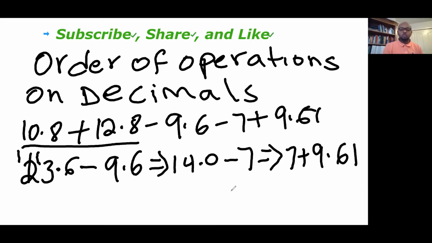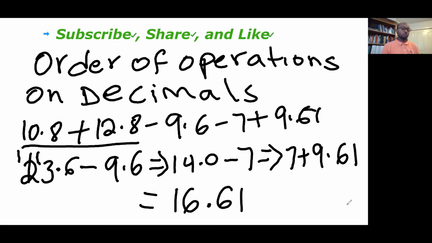So, 61, there's nothing to add because it's 7.0. So now 7 plus 9, 7 plus 9 is 16. So that's your answer to this whole question. So 10.8 plus 12.8 minus 9.6 minus 7 plus 9.61 is equal to 16.61. So first I add these two, I get 23.6, then I subtract 9.6, then the answer is 14. 14 I subtract by 7, then I get 7, and to that 7 I add 9.61. So that is the total of your answer.